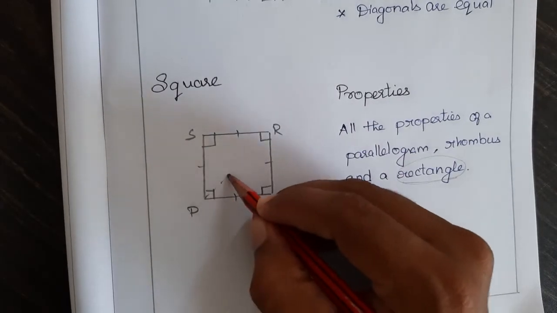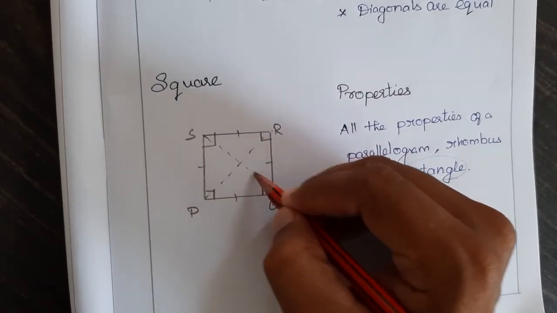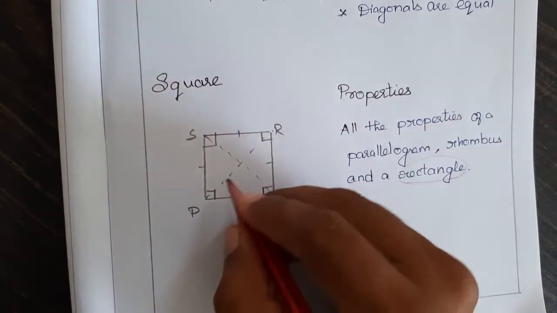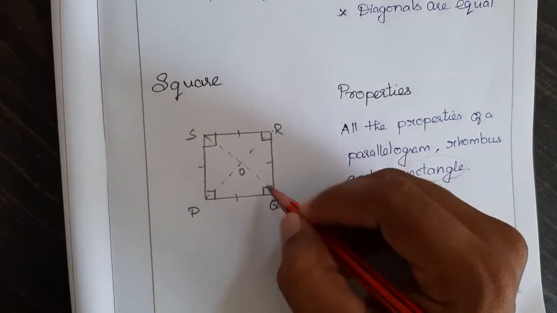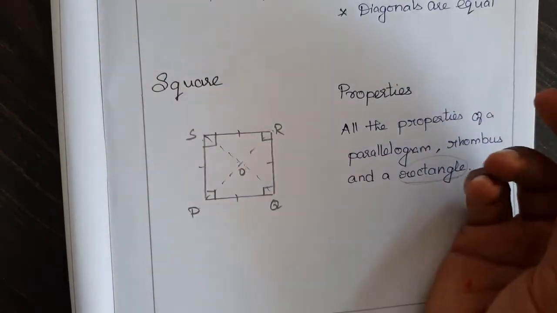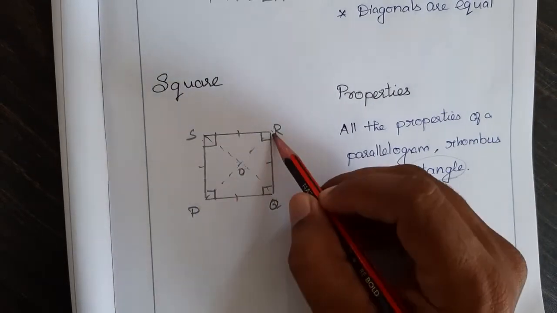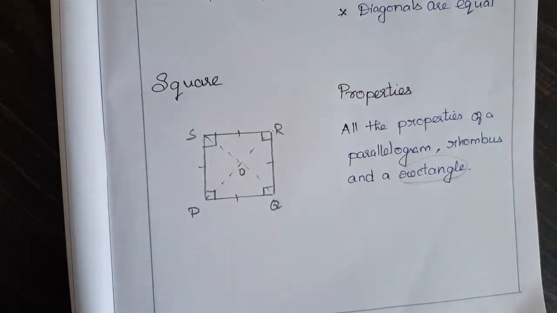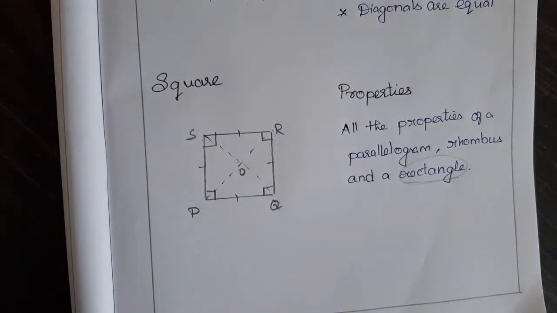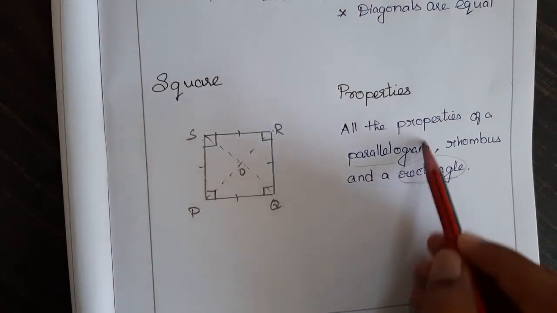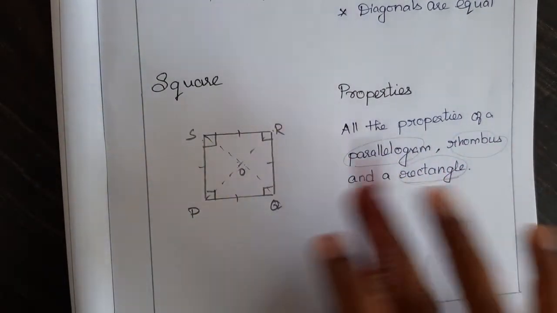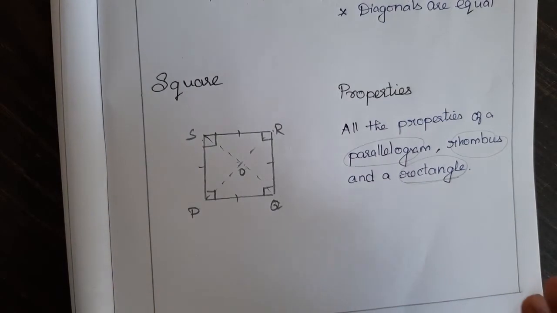And what about the diagonal? Diagonals will bisect each other, and the length of the diagonals is also equal. We can say PO is equal to OR, QO is equal to OS, as well as, like the rectangle, PR is equal to QS. Diagonals are also equal, right? So all the properties of a parallelogram, rhombus, and rectangle will be satisfied. Then it is a square.